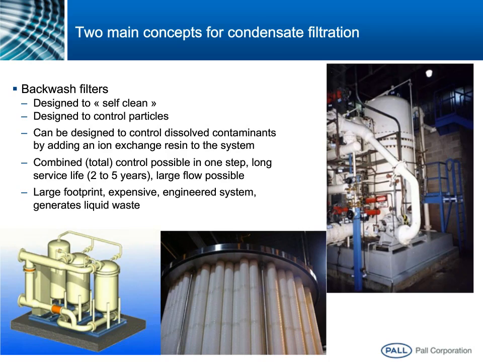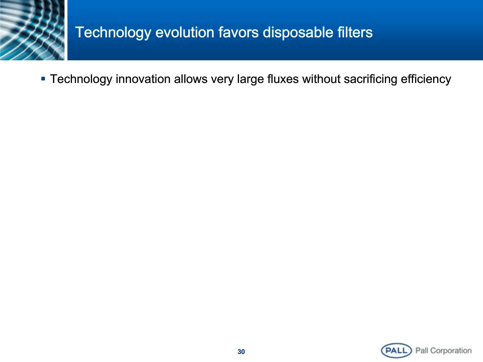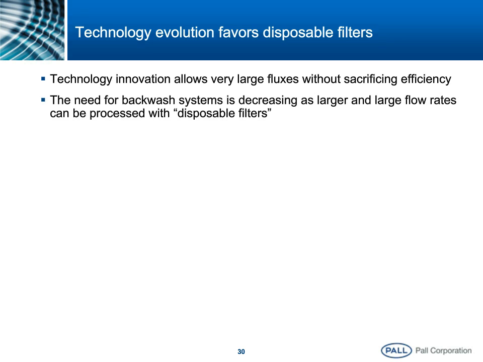What's interesting to know is that technology evolution tends to favor the use of disposable filters. Innovation and progress in filter technology allows much larger fluxes to be treated without sacrificing efficiency. So your micron rating, whether you're looking at 3 or 10 micron for these systems, can be achieved at much larger flow rates than in the past. The main consequence is that the need for backwash systems is decreasing, because larger and larger flow rates can be processed with disposable filters.